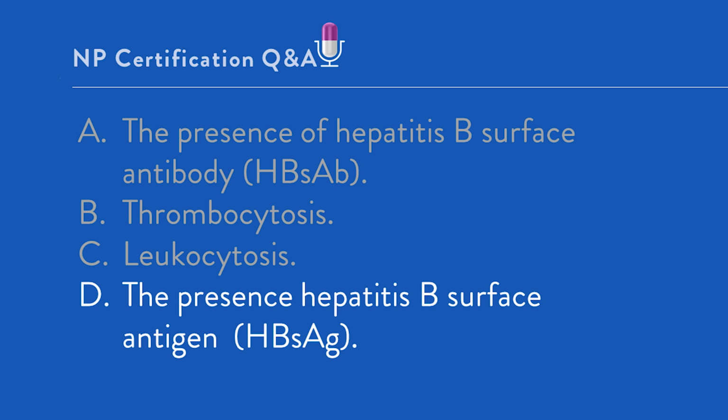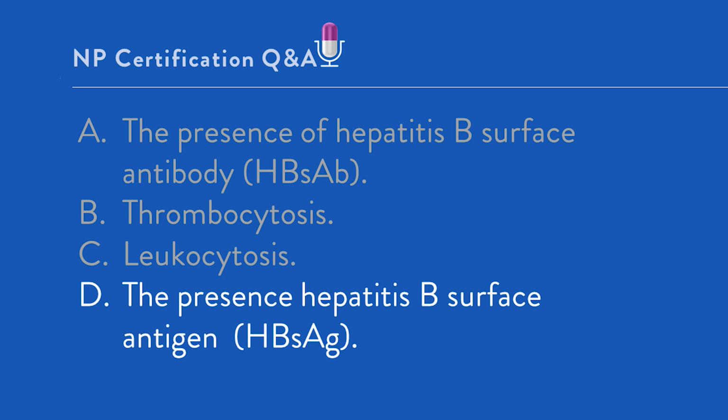Option B, thrombocytosis. This is also incorrect. Thrombocytosis, or an increased platelet count, is occasionally noted in individuals with a variety of acute illnesses, but it's a non-specific finding. When you have a question like this, what you always want to go to is the most disease-specific marker that is mentioned in the question.